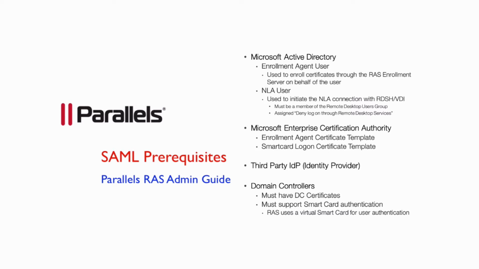But from a prerequisite standpoint, let's first look at your Microsoft Active Directory. This is your Active Directory where the RAS components are installed. As I mentioned, we do have to create two users, an enrollment agent user and an NLE user. The enrollment agent user is used to enroll certificates to the RAS enrollment server on behalf of the user, and then the NLE user actually will be used to initiate the connection to the RDSH instance or VDI desktop, whatever you're doing. That NLE user is a little interesting, right? It kind of has to have two almost diametrically opposing roles.